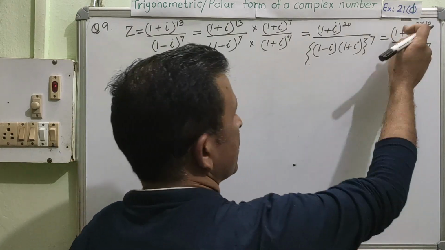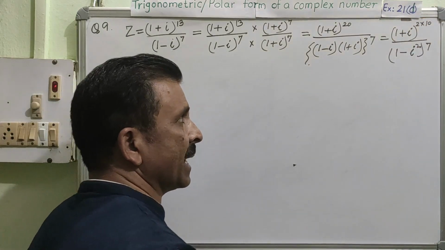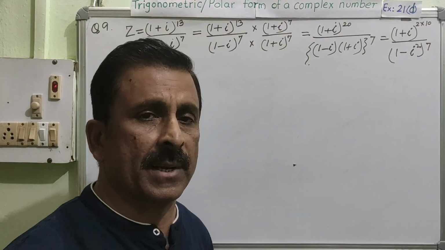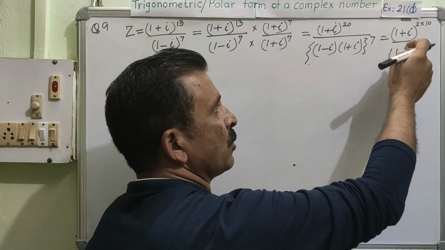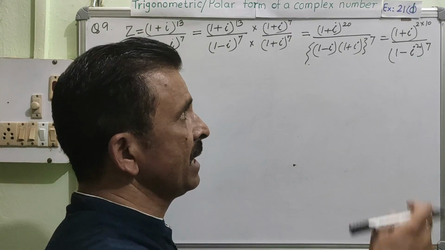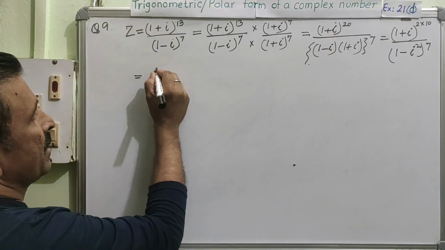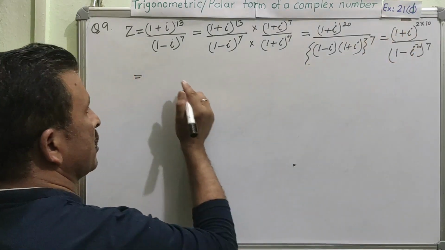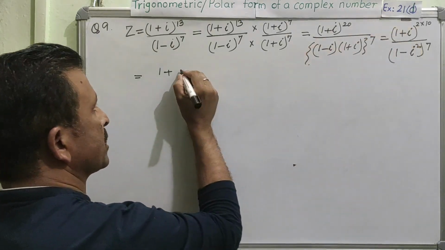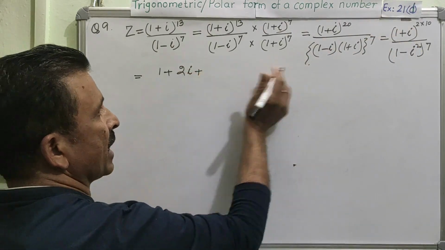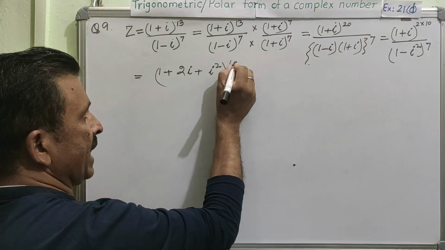Right? Now in the numerator, this square power I can apply to 1 plus i. That means we can use the expansion of (a plus b) whole square. So for (1 plus i) to the power 2, we apply the perfect square expansion, and the power 10 will remain as it is outside. So it is (a plus b) whole square: a square means 1 square, plus 2ab, that is 2i, plus b square, that is i square, and then whole to the power 10 as it is.